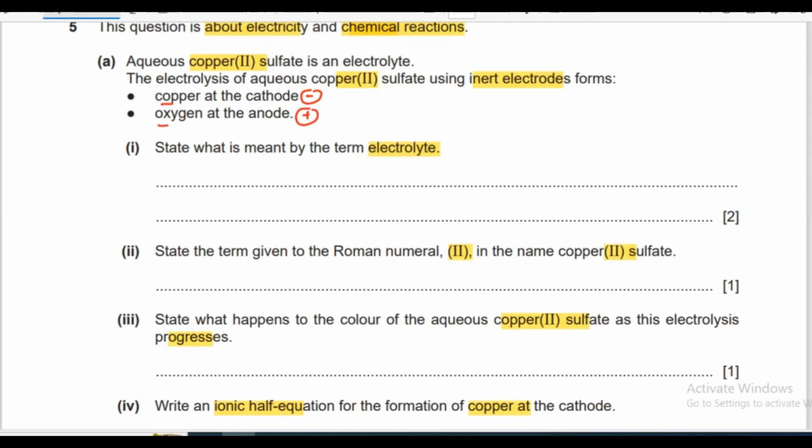State what is meant by the term electrolyte. An electrolyte is an ionic compound, in molten form, or an aqueous solution of an acid, which can conduct electricity.